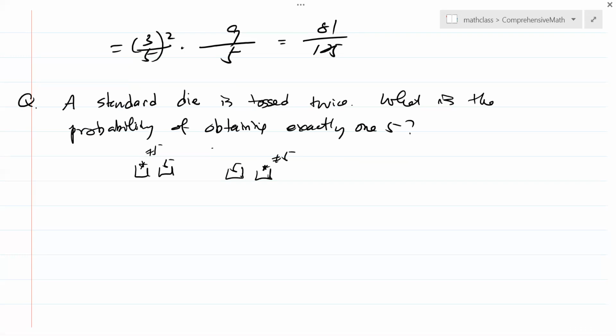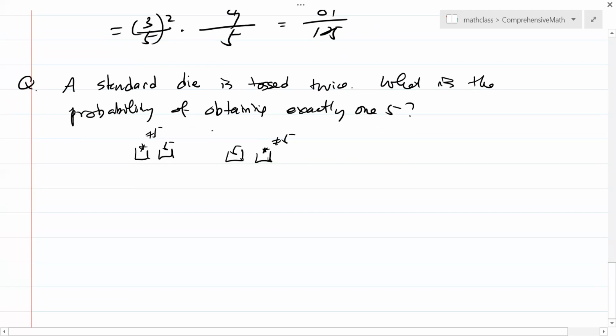Okay, so I think the denominator is clear, right? It's just 6 squared.